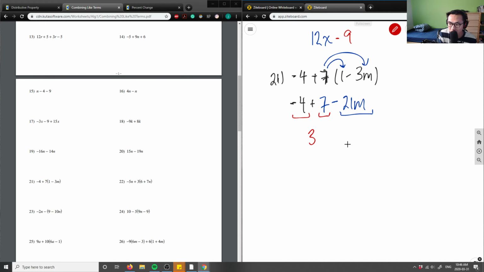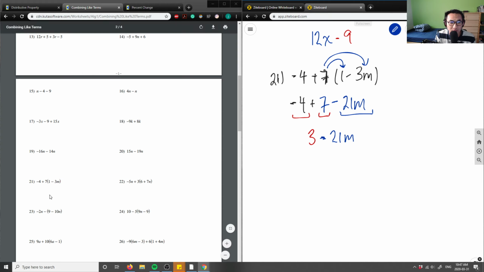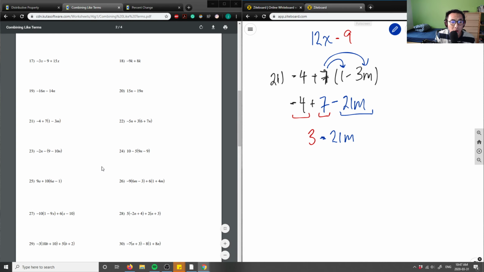So it's just simply 3 minus 21m here. So 3 minus 21m will be our final answer for number 21. So again, this is a multi-step problem, right?